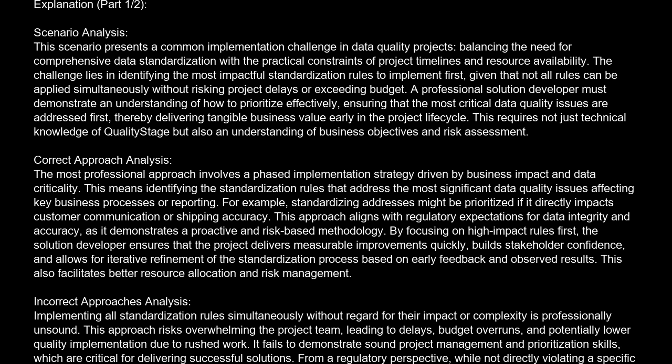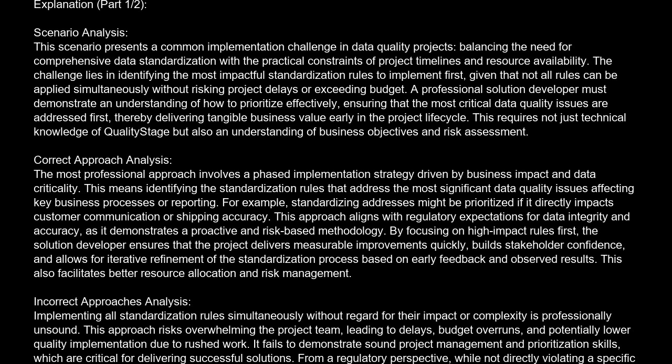Correct approach analysis. The most professional approach involves a phased implementation strategy driven by business impact and data criticality. This means identifying the standardization rules that address the most significant data quality issues affecting key business processes or reporting. For example, standardizing addresses might be prioritized if it directly impacts customer communication or shipping accuracy. This approach aligns with regulatory expectations for data integrity and accuracy, as it demonstrates a proactive and risk-based methodology.